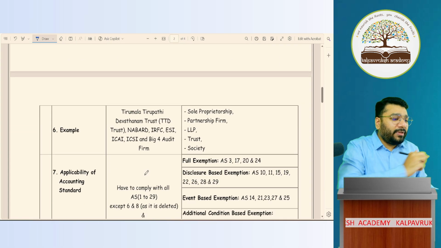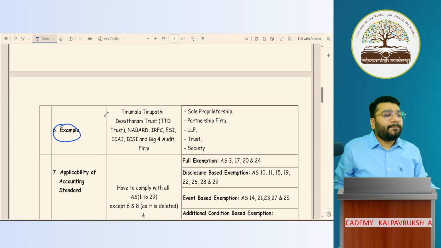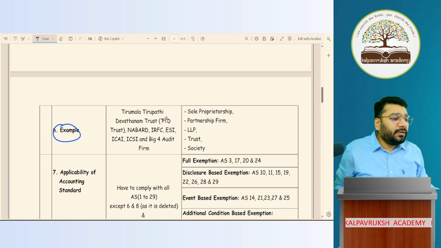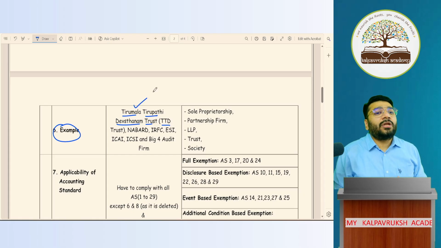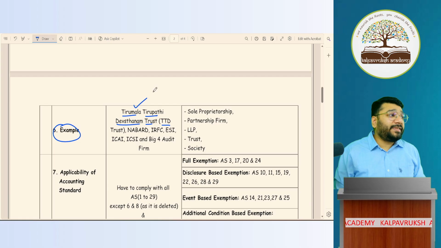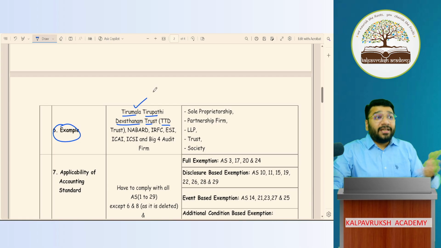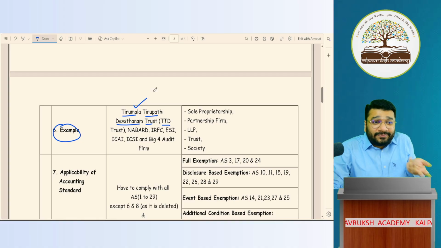Okay, but before I jump into that, let me give examples to all of you. Sir, can you give a few examples for large entities? Tirumala Tirupati Devasthanam Trust. We call this TTD Trust. It's a not-for-profit organization. Should they follow accounting standards? Should they apply accounting standards while preparing the financial statements? The answer is 100% yes. Why? It's a trust, a not-for-profit organization.